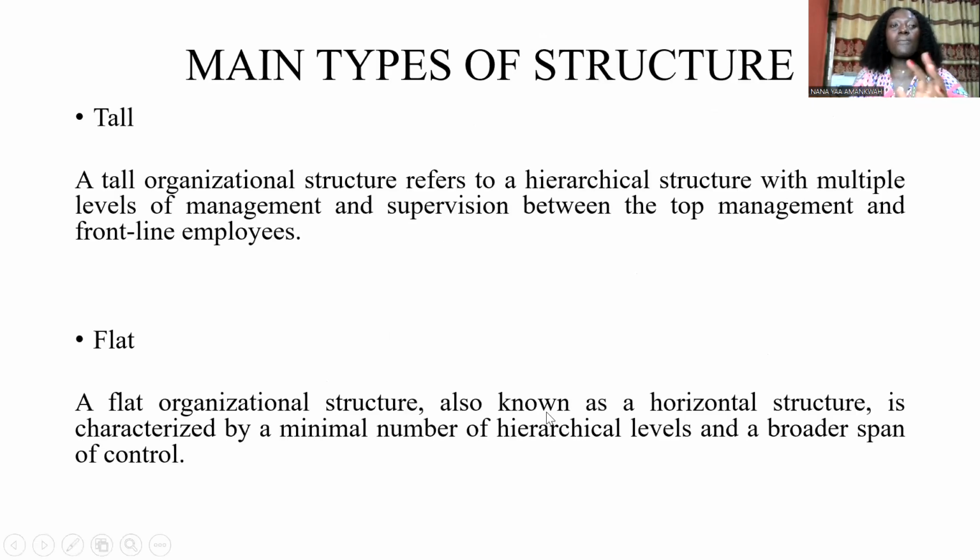Great. So the two main types of structure that we have are the tall structure and the flat structure. If you want to go into detail, the tall structure is also called the hierarchical structure. And typically, the tall structure has multiple levels. The flat structure, as we know, is called the horizontal structure, and this is characterized by a few hierarchical levels, and it also has a broader span of control.